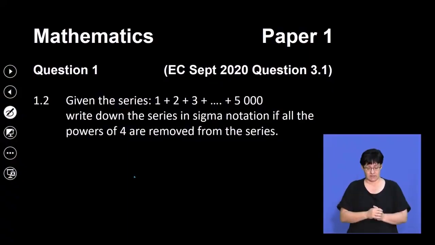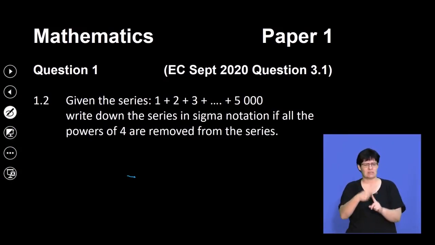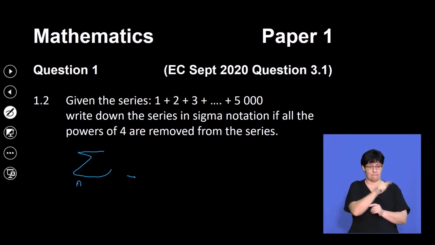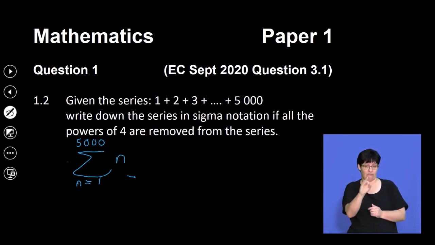Okay, so let's first write just the 1 plus 2 plus 3 plus and so on, plus all the way to 5,000 in sigma notation. So that's going to be the sum as n equals 1 all the way up to 5,000 of n. So we can see that this is the sum of n going from 1 to 5,000 of n. From that, we're going to have to remove all the powers of 4.